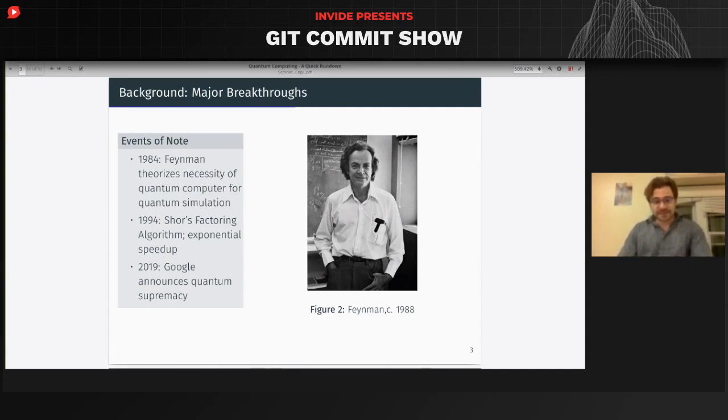In 2019, the most recent major milestone, scientists working at Google announced quantum supremacy for the first time. So that's the first time that a real quantum computer, on a specific and well-defined task, did better than any supercomputer could by orders of magnitude. That's the first time a quantum computer really, in a physical test case, proved its worth, so to speak.